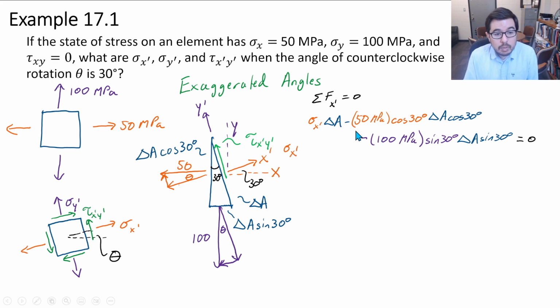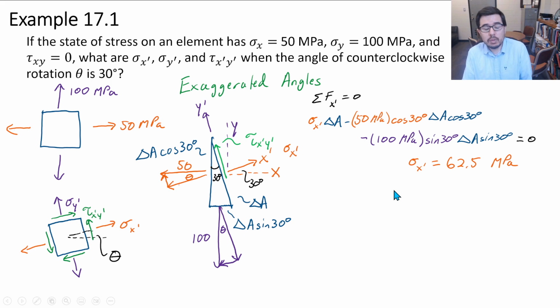And what do you do? Well, you solve for sigma x prime. You take out all these delta A's. Some people will probably just not write them either way, but you cancel them out, and sigma x prime is equal to 50 megapascals times cosine of 30 degrees times cosine of 30 degrees plus 100 megapascals times sine of 30 degrees times sine of 30 degrees, right? These minuses become positives. And so this is what we get. All right, and it's good to make a little check here.